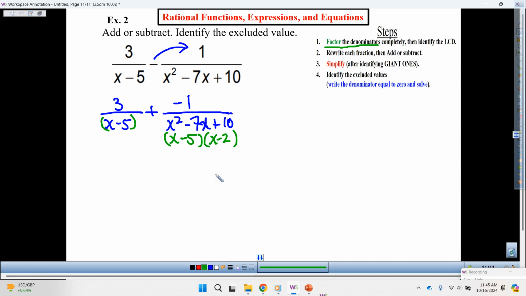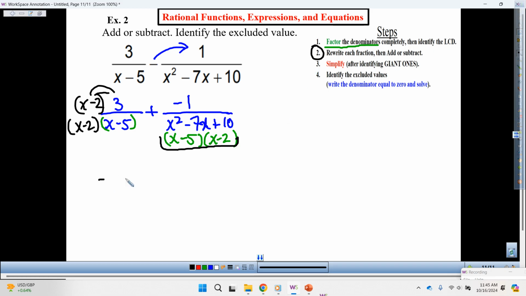Yes? All right. However, I'm not done. Emily, question. What does this denominator have that this one needs? X minus 2. So we need to multiply x minus 2, top and bottom, x minus 2. Don't forget to do that before you rewrite it. So let's go to rewrite.